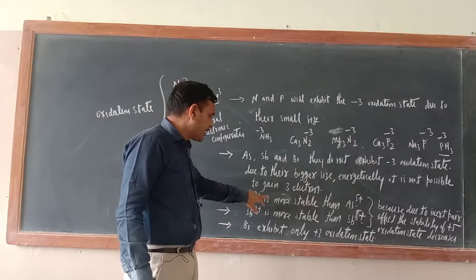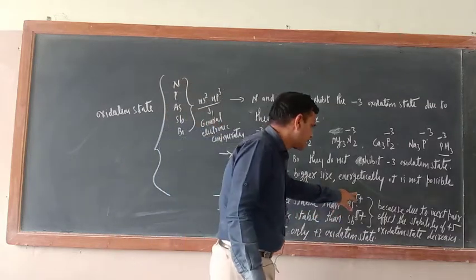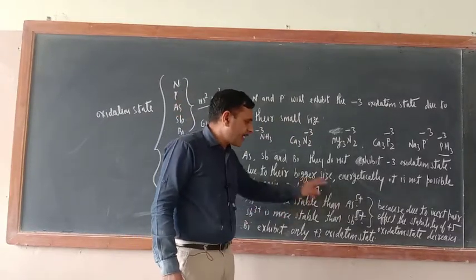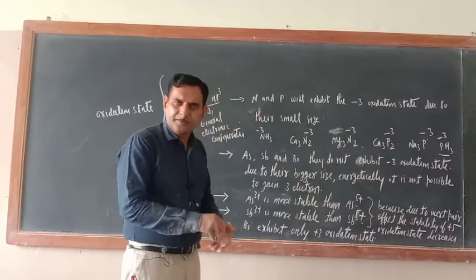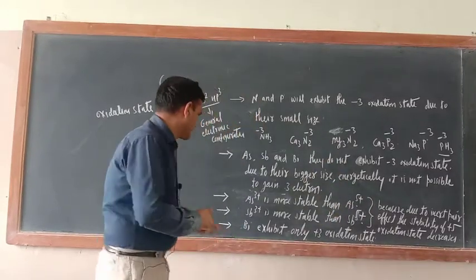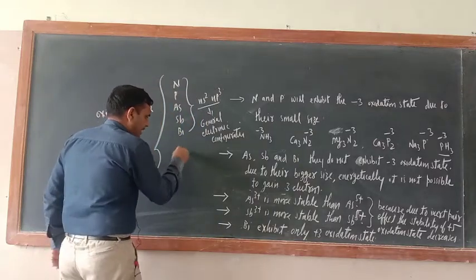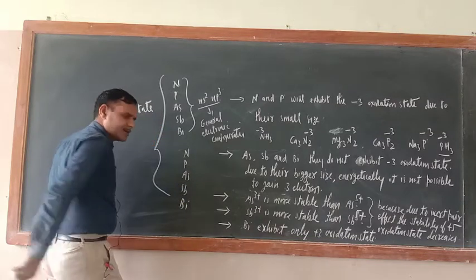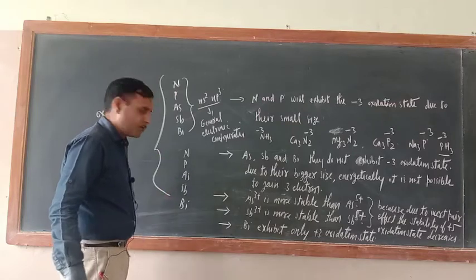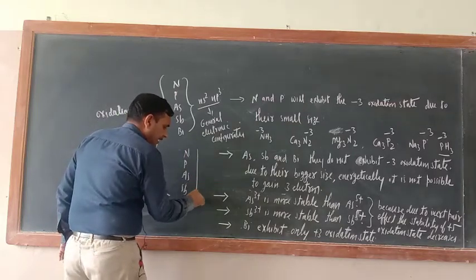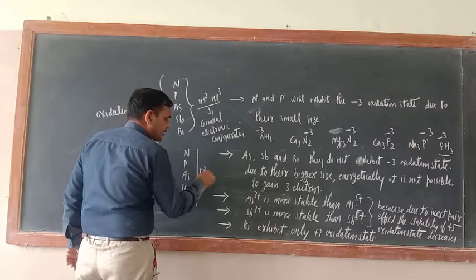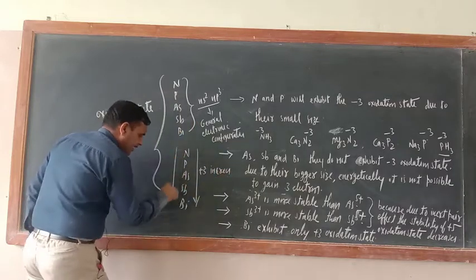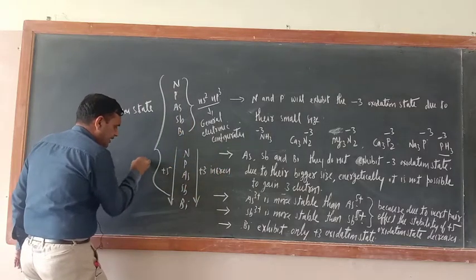Arsenic +3 is more stable than +5. Similarly, antimony +3 is more stable than antimony +5. So what is the reason? Just see, a simple reason. Nitrogen, phosphorus, arsenic, antimony and bismuth, these are the elements. Due to inert pair effect, the stability of +3 oxidation state increases, and the stability of +5 oxidation state decreases.